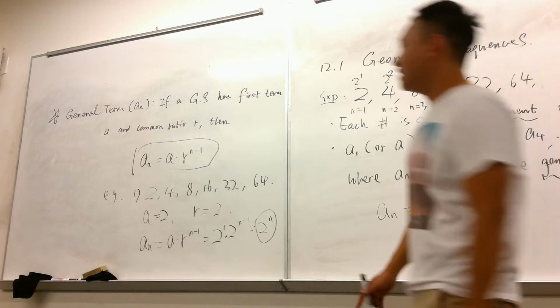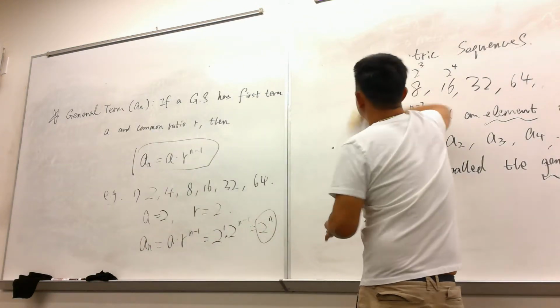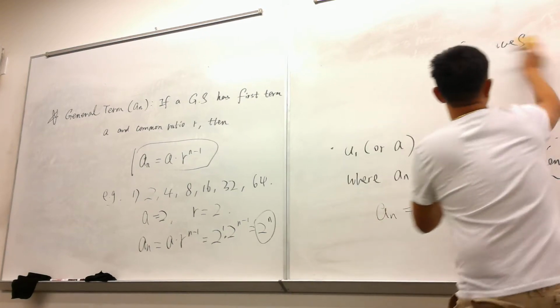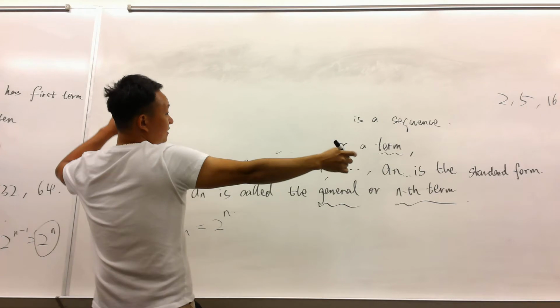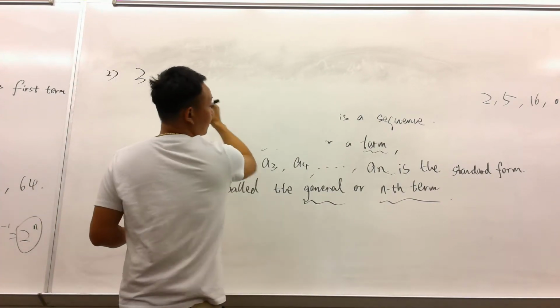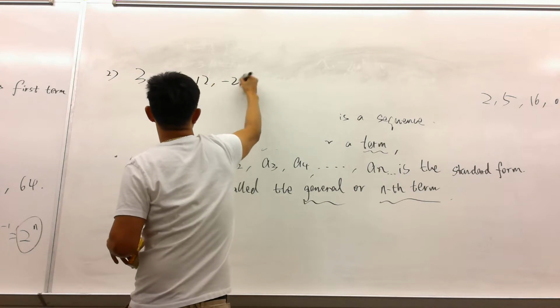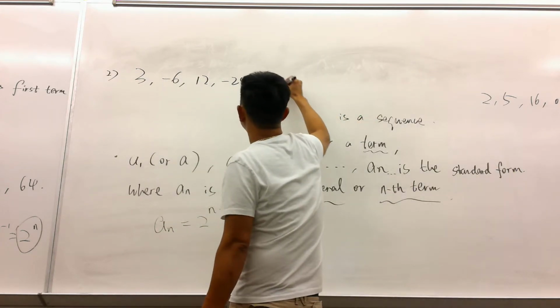Guys, let's work on that sequence over there: 3, -6, 12, and so on. So, another example. Let's see that geometric sequence, which is 3, -6, and then 12, -24. And then what else? 48.